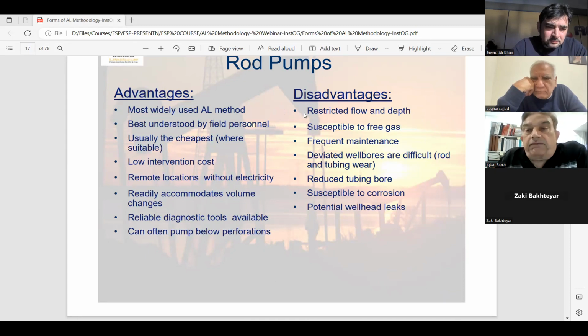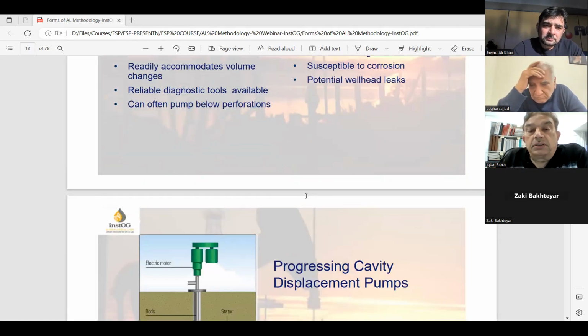Okay, restricted flow and depth. Disadvantages: susceptible to free gas, frequent maintenance, deviated wellbores are difficult, rod and tubing wear, reduced tubing bore, susceptible to corrosion, potential wellhead leaks.